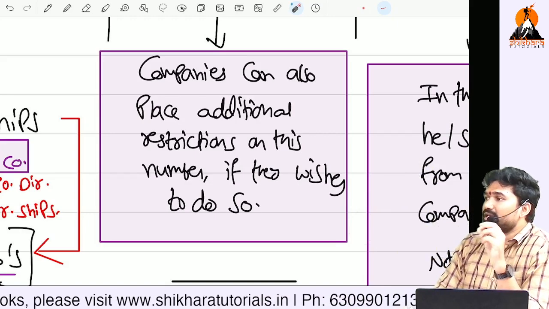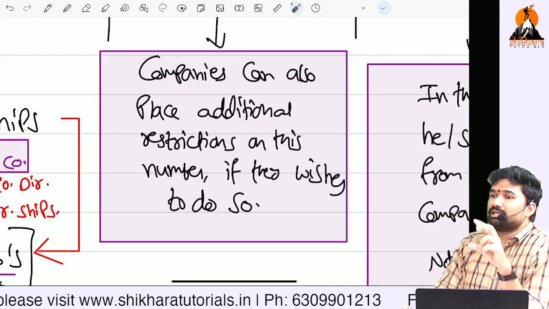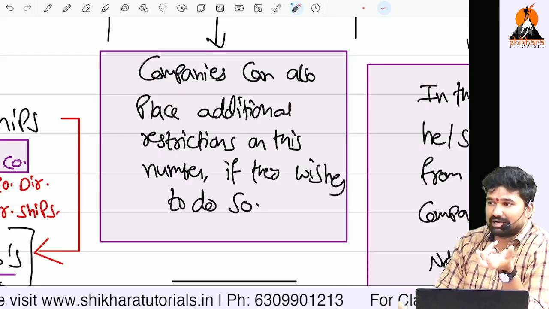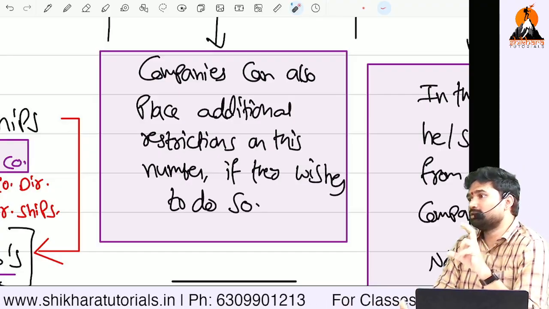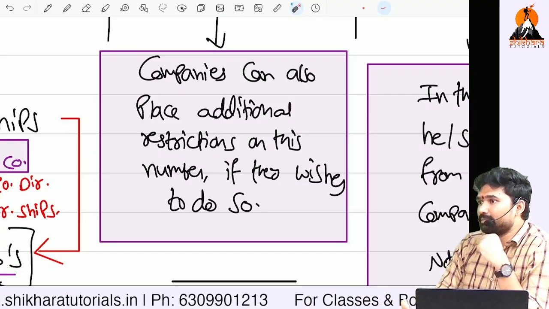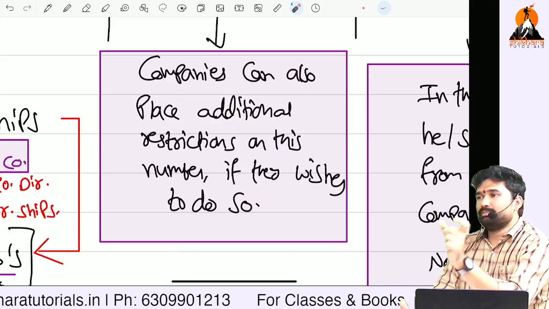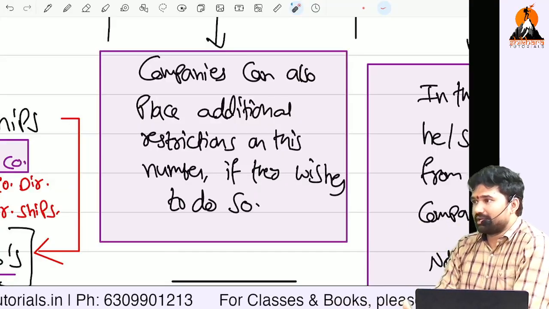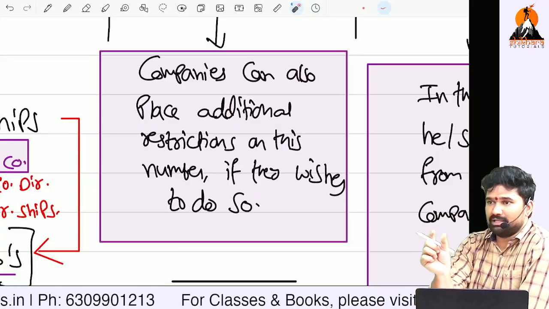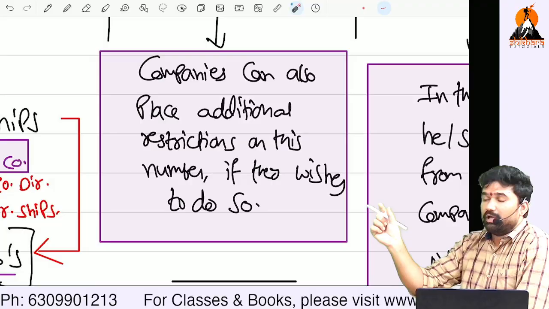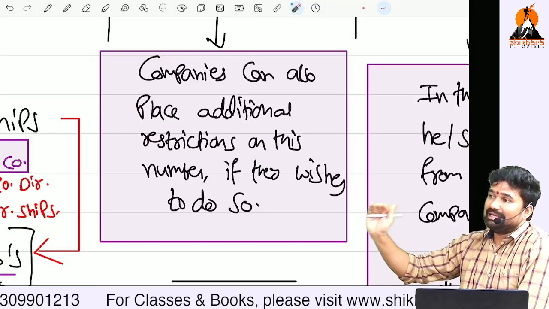Simple point is, you can place stricter rules than the Companies Act, but you can't relax the rules of the Companies Act. Say for example, for doing a thing, a special resolution is required. You can modify it in a stringent way.